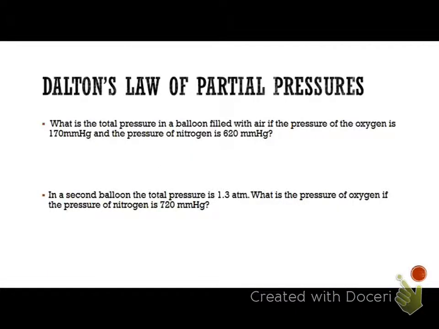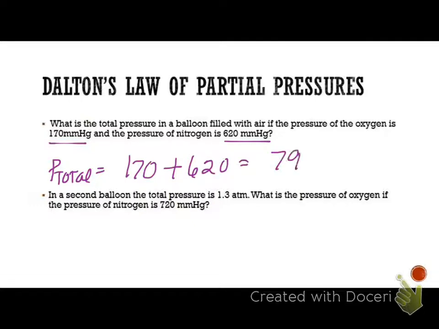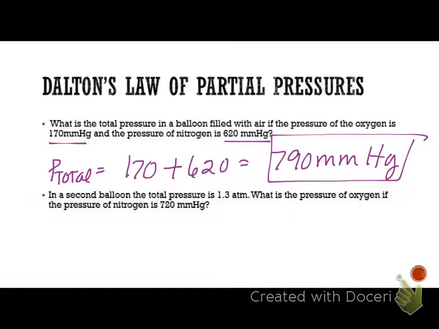So here's a couple of examples. It says, what is the total pressure in a balloon filled with air if the pressure of the oxygen is 170 millimeters of mercury and the pressure of nitrogen is 620. So I literally would say P total is equal to 170 plus 620, and my answer would be 790 millimeters of mercury. And that would be my answer. Seems too easy, doesn't it?